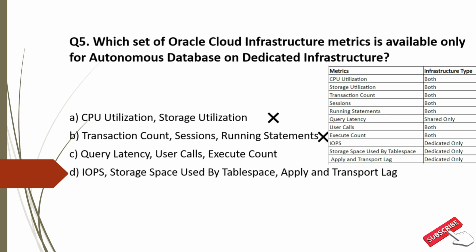Option C, query latency, user calls, execute count. Query latency is available for shared only and user call execute count is available for both. So this is also incorrect. Option D, IOPS, storage space used by table space, apply and transport lag. Refer to the right hand table. These three are available for dedicated only. So this is correct. So the correct option for question 5 is option D.